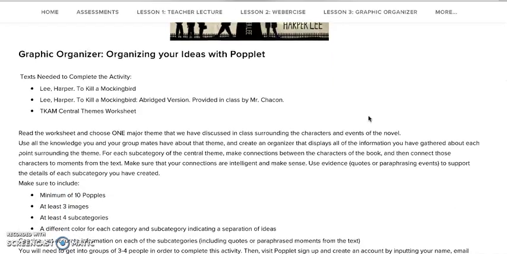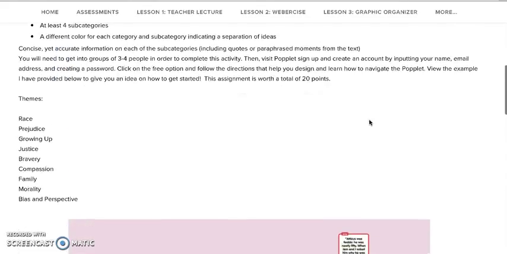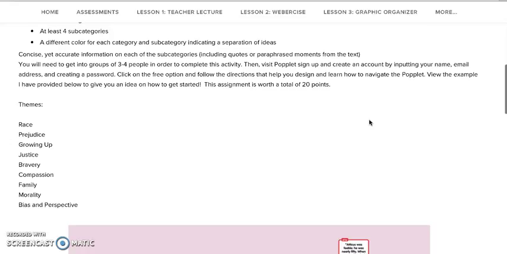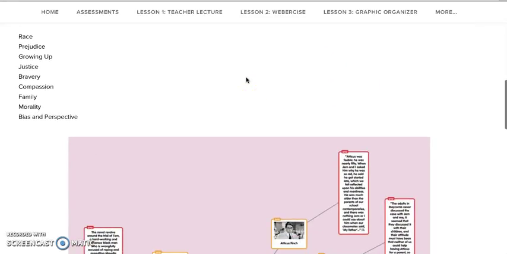It's going to be completed with an application called Poplet. Poplet is a super interactive and fun way to get students to interact and talk about different points of a novel, or just for any class, really. I really hope that the students will get something out of this.